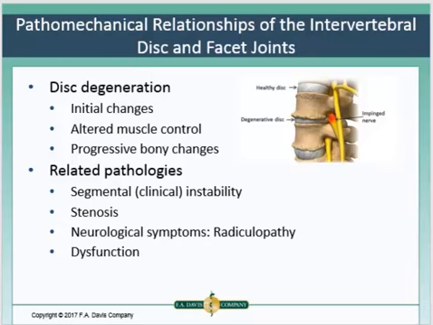And as we've mentioned somewhat before, the related things that can occur with intervertebral disc and facet joint pathology is you will get some segmental or clinical instability. You also get stenosis, which is narrowing of those canals. You may have neurological symptoms, which is a radiculopathy down the leg. And you will also have some dysfunctions such as muscle splinting, pain. This may further restrict the movement.